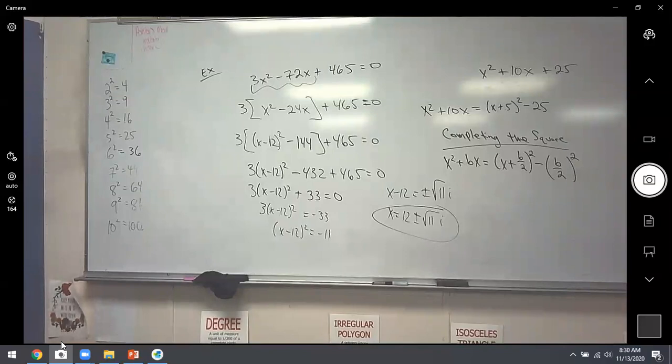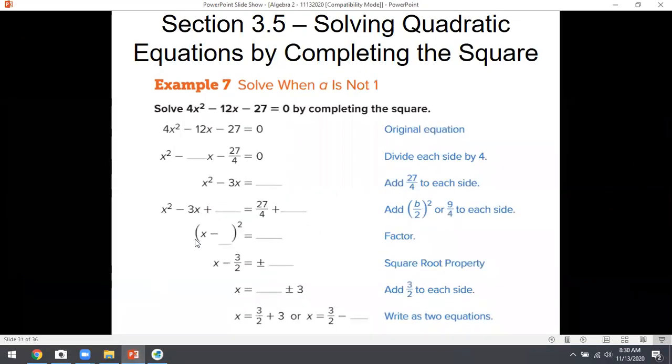That's a hassle. We need to practice another one where we have a leading coefficient other than 1, because that was a pain in the butt. Let's try one more. This one: 4x squared minus 12x minus 27.